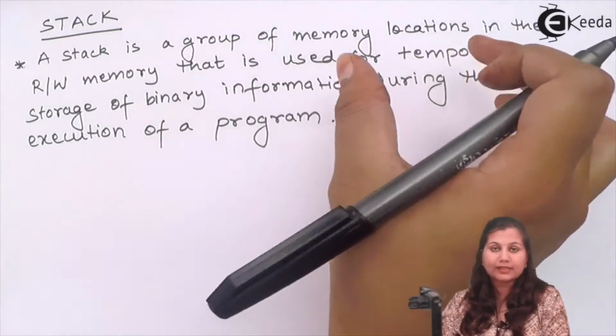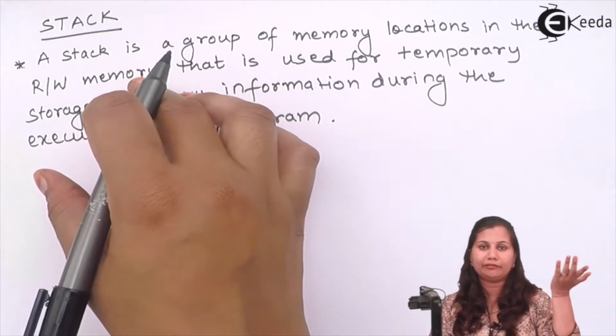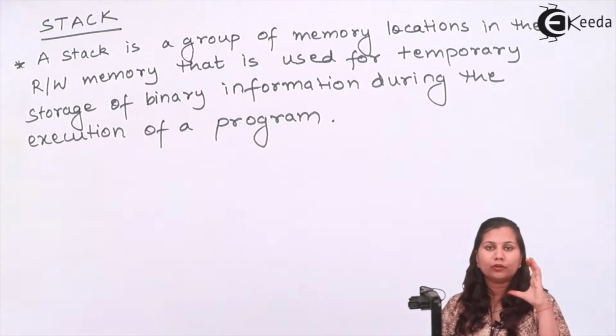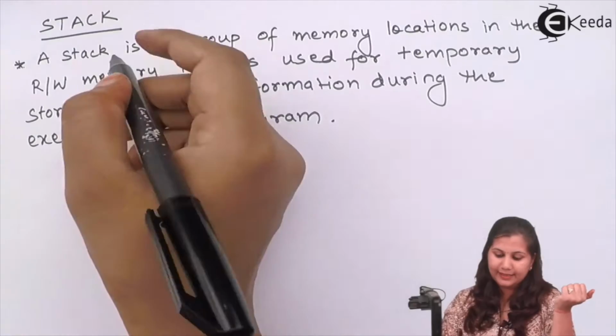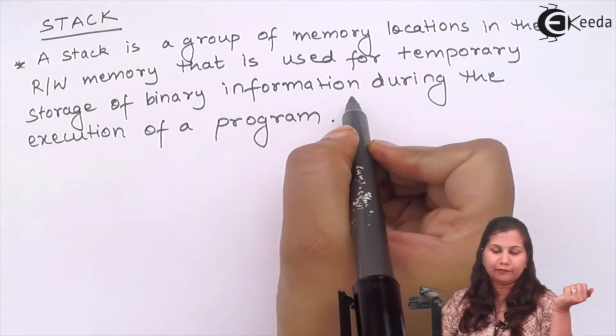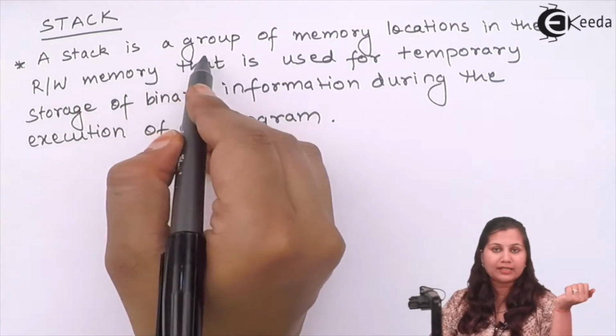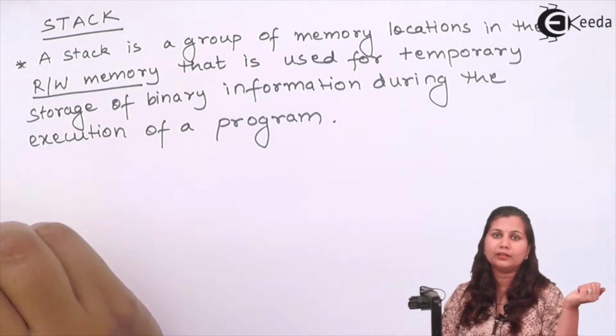So stack is a group of memory locations, like 10 memory locations, 20, 15, any group of memory locations will be called a stack. And this stack is used for the temporary storage of binary information. Now the stack is in the rewritable memory of the processor.